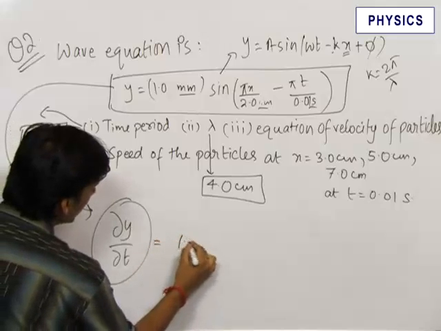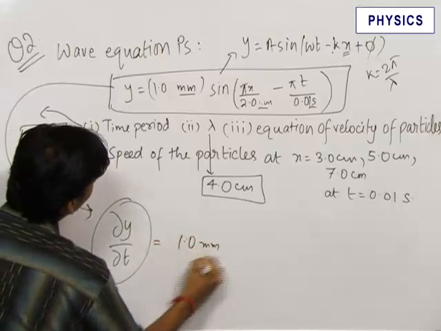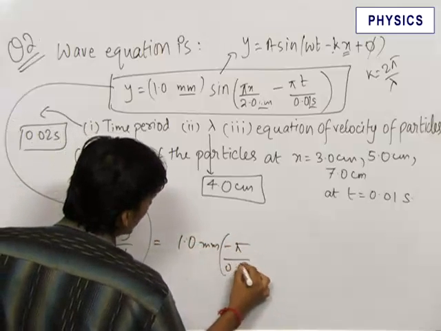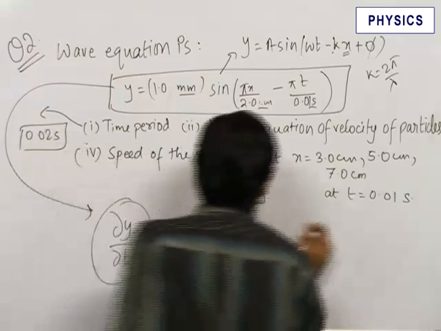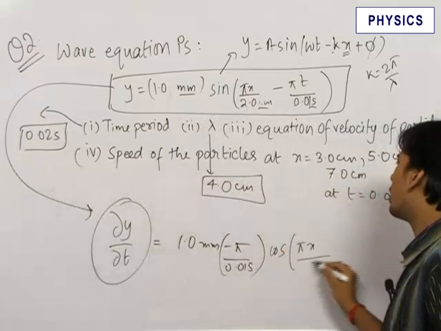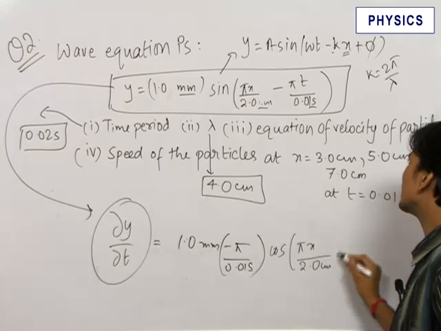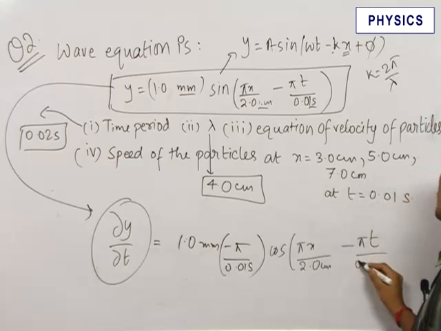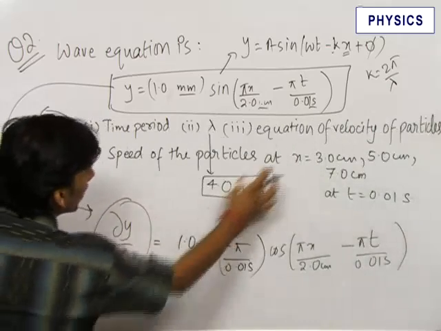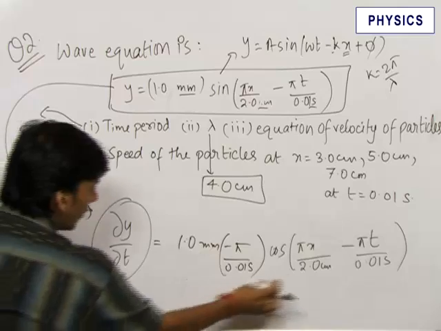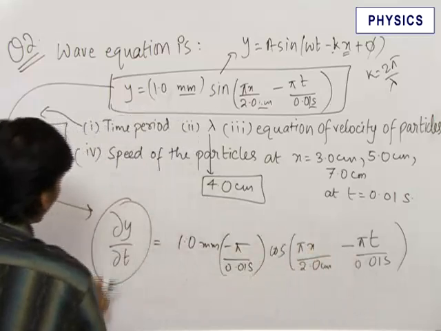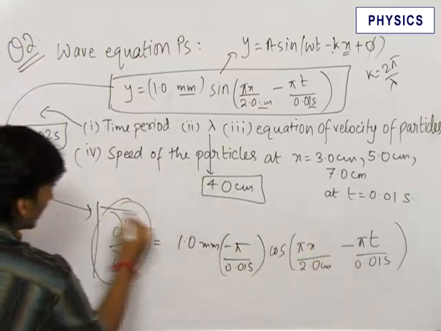This comes out to be equal to 1.0 millimeters into minus pi upon 0.01 seconds into cos of pi x upon 2.0 centimeters minus pi t upon 0.01 seconds. So this we get as the equation of velocity of particles at any time t for fixed x. So we can now put in different values of x to find out the velocity of the particle at that position x. So this is our third answer.